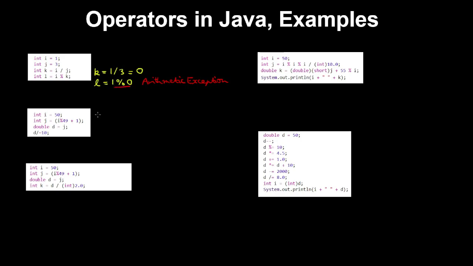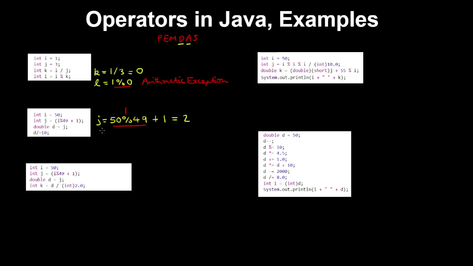Now in the second program, we have i is 50, so j is 50 modulo 49 plus 1. So using PEMDAS, the modulo operator has the same precedence as division and has a higher precedence than addition. So this expression gets evaluated first, and 50 modulo 49 gives a remainder of 1. And then 1 plus 1 is 2.